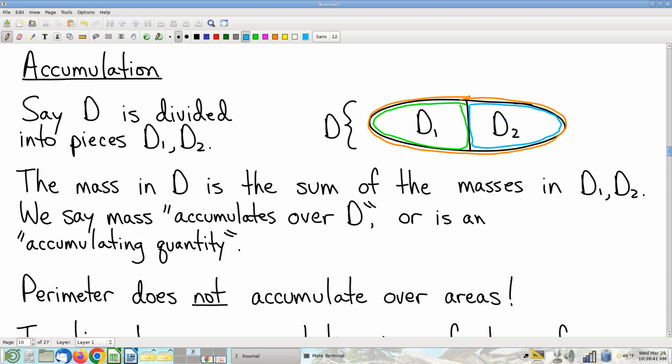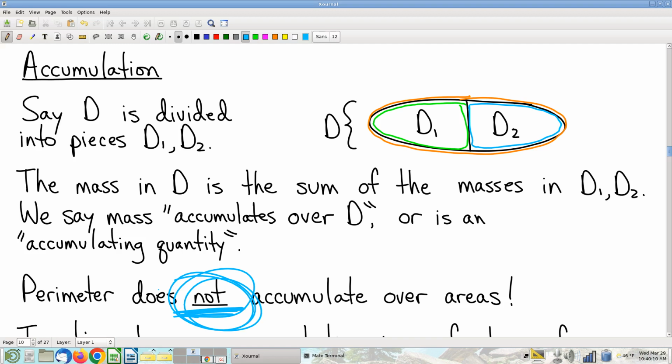Is the green distance plus the blue distance equal to the orange distance? No, of course not. It's right there. A lot of the green and a lot of the blue is exactly the same as the orange, and then there's some green and blue left over. Clearly not the same. The whole is not the sum of the parts here. The whole is less than the sum of the parts in that sense. So perimeter is not an accumulating quantity. Everybody see what I mean?